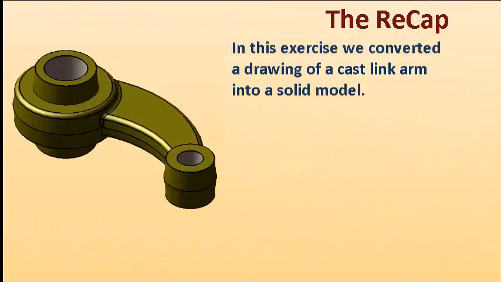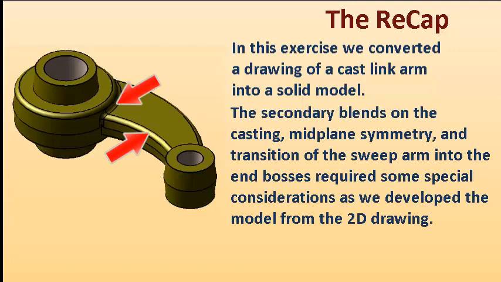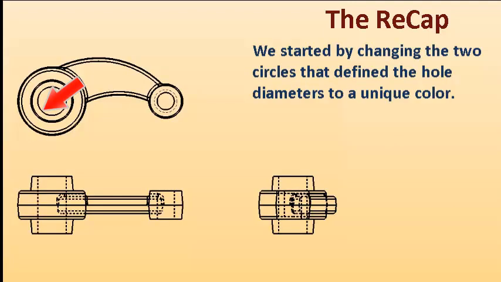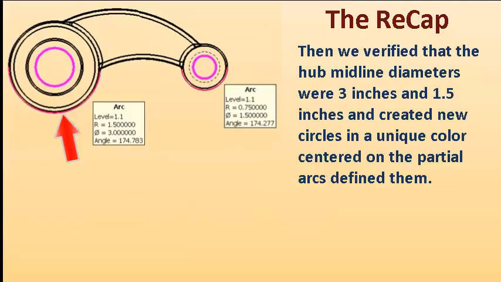So let's recap. In this exercise we converted a drawing of a cast link arm into a solid model. The secondary blends, the mid-plane symmetry, and transition of the sweep arm into the end bosses required some special considerations as we developed the model from the 2D drawing. We started by changing the 2 circles that define the hole diameters to a unique color. Just makes it easier to pick things.